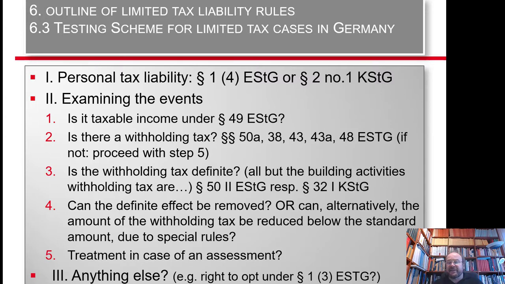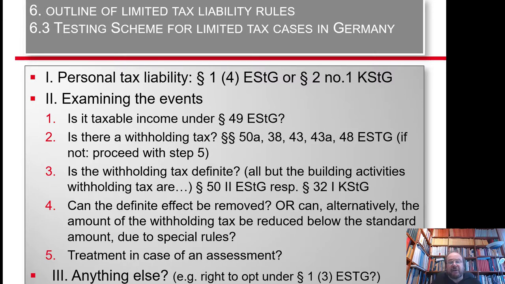So the next question is: is there a withholding tax? You have here a list of the legal sources to check. If there is a withholding tax, is it definitive? That is usually basically the case for all the withholding taxes apart from the building activities withholding tax. Can you remove the definitive effect of the tax by a tax assessment? Or can you alternatively reduce the amount of withholding tax and get a refund, or can insist on a lower withholding tax rate just in the beginning already?